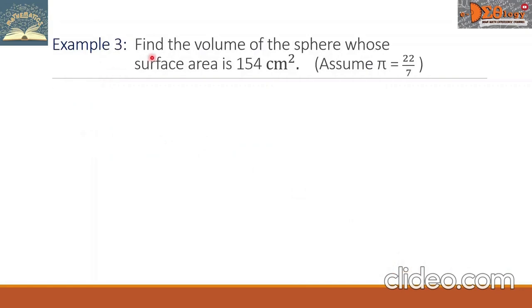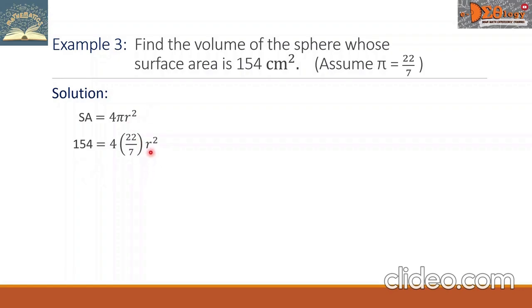Example 3. Find the volume of the sphere whose surface area is 154 square centimeters. Assume pi equals 22 over 7. We write the surface area formula, 4 times pi times r square. Then let us substitute the corresponding values. SA, the surface area, is given as 154 equals, we copy the number 4, the pi becomes 22 over 7, then r square, we simply copy down here.